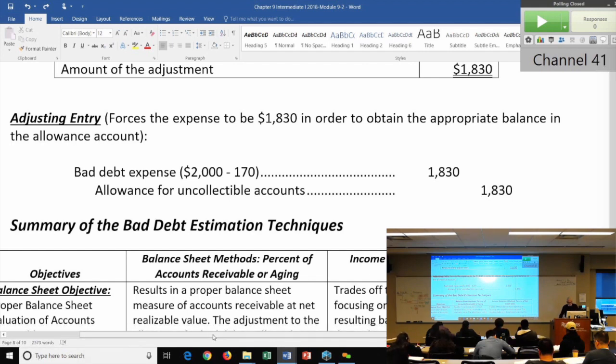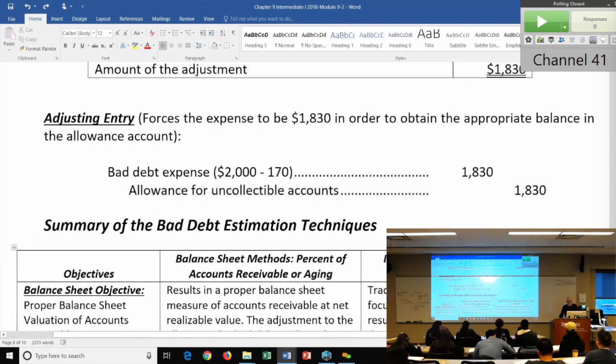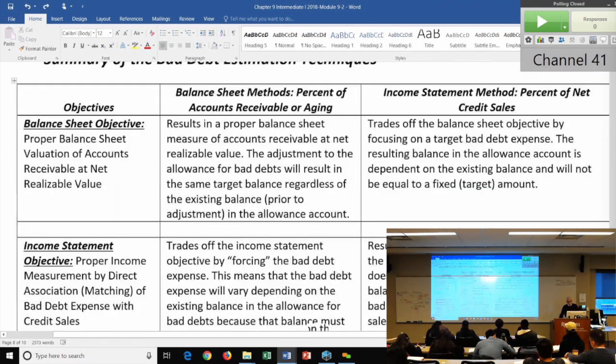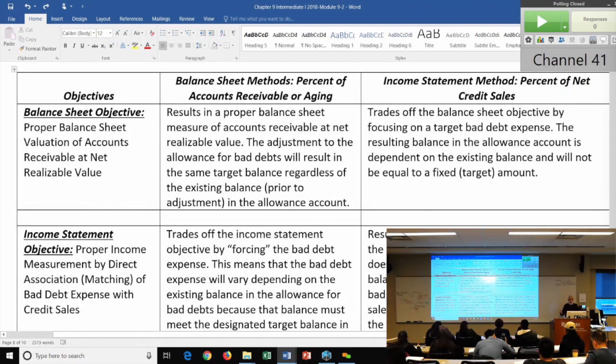And finally, you've got a summary that you can use to study the theory, the concepts that relate to this application. So, any questions on receivables at this point?